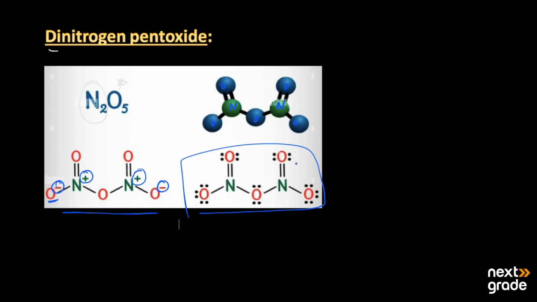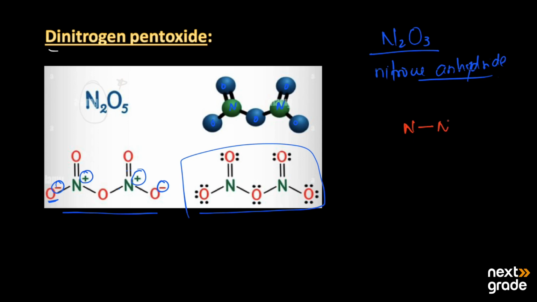If we talk about dinitrogen trioxide, its formula is N2O3. This is called nitrous anhydride, and its structure is such that two nitrogen atoms are present. One has a double bond with an oxygen, the other also has a double bond with an oxygen. Now one oxygen remains, and the lone pairs over the oxygen atoms will be there because these are not participating in the chemical reaction.